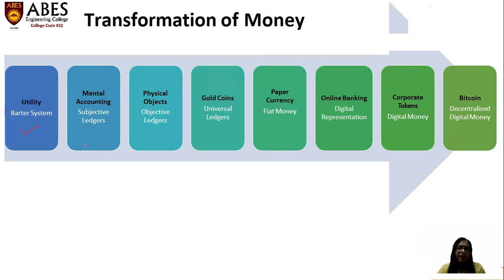Next is mental accounting, that is, subjective ledgers to count things in terms of seashells, like physical objects, to count the value of things in a number of seashells, or different types of stones. Money means that something has a value. Some use gold coins, and people still collect gold coins in terms of money.